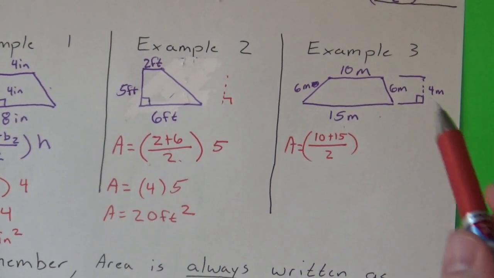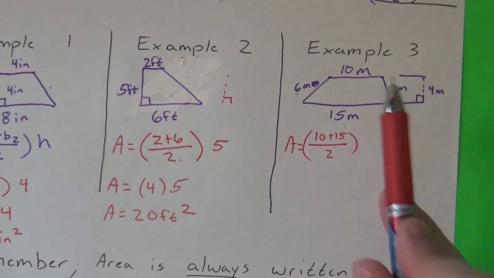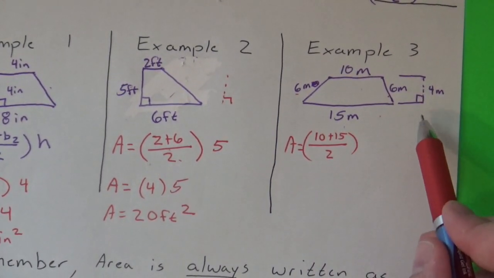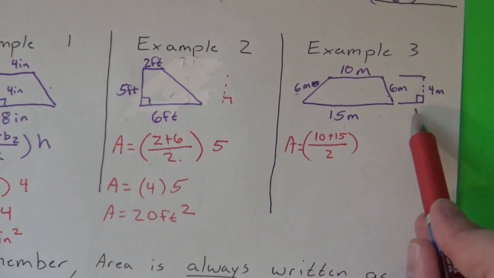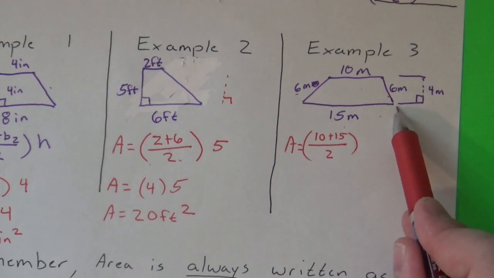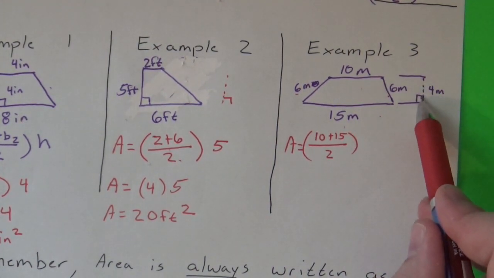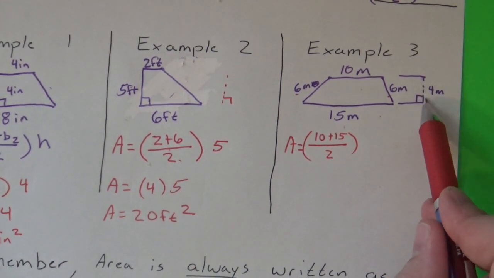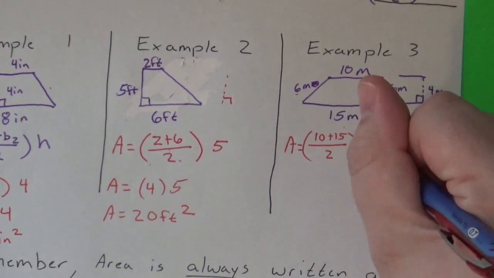Now I need to know the height. Your instinct might be to say, hey, this 6 or this 6. No, don't do that. You need to look at the height. Well, this time I don't have the height actually drawn in the shape. I have it on the outside. Notice how I've got a line going to the bottom here, a line going to the top of the shape here, and then I have my little H symbol, even though this is backwards, over here. That's telling me that the height of this shape from top to bottom is actually 4.